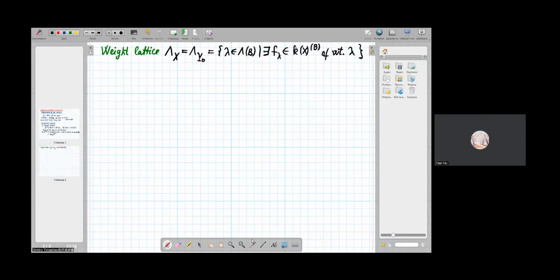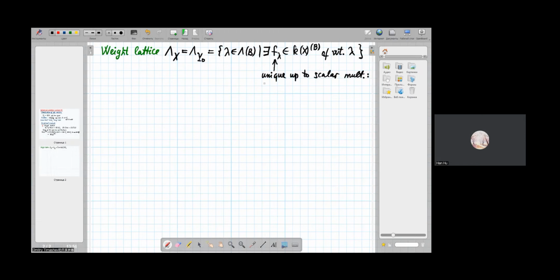And also, let me make another important remark, that this semi-invariant function f lambda corresponding to lambda is actually unique up to a scalar multiple. Indeed, suppose we have two such functions of one and the same weight, lambda. Then, so why is it so?